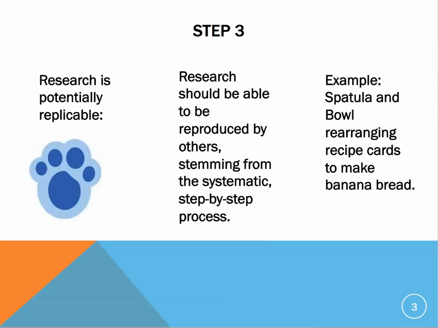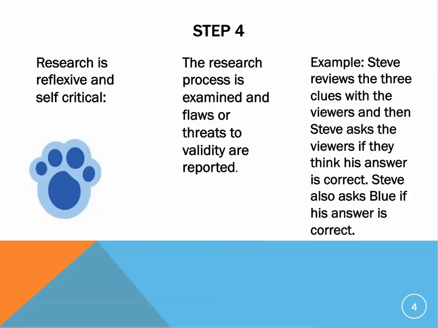Okay? And of course in here, Spatula and Bowl are rearranging recipe cards in order to make banana bread, because you have to do things in a certain order for it to work right. If you don't do it in the correct order, then it's just going to create all sorts of havoc. And I don't know about you, but I don't need any more havoc in my life. I have enough as it is, thank you. And so we want to be able to follow this in a very replicable fashion so that somebody can follow it and come up with the same ideas as you.